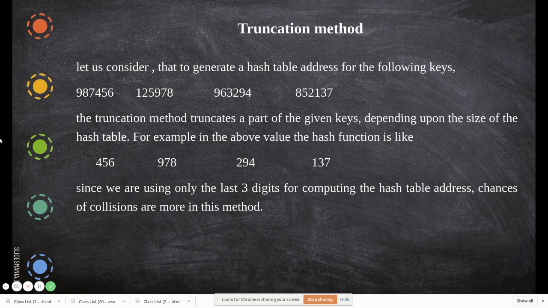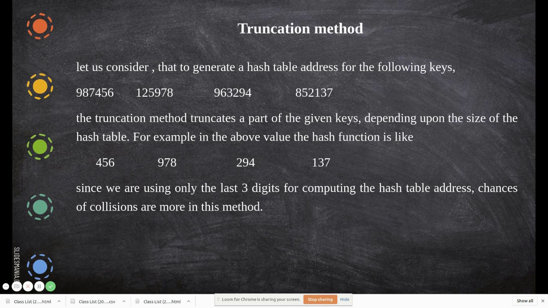So now there is a method called the truncation method. That's where hashing comes into play. In the truncation method, you will be removing some part of the key, and using only the remaining part you will be accessing. But actually this data will be stored in the array. The accessing and storing is done by following a hash function.